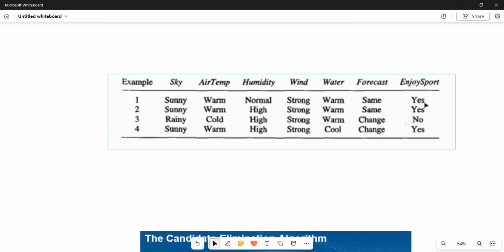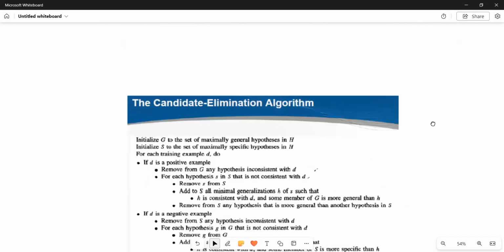When you go to the boundaries, the first thing that you do is check for consistency. If it is consistent, that's fine. If not, we are going to remove it. Okay, ma'am, so I'll explain the algorithm for you.